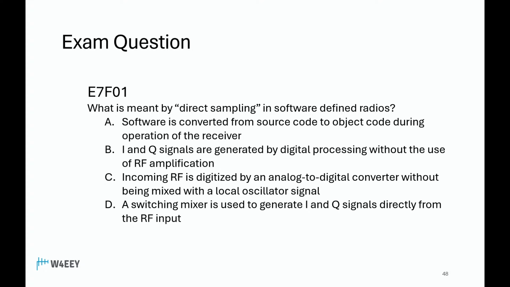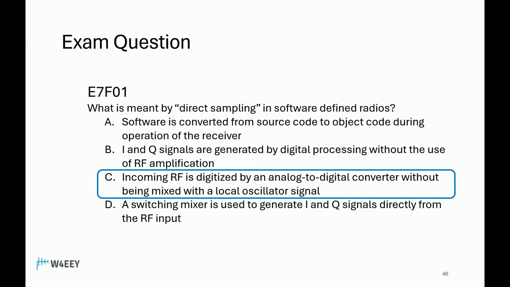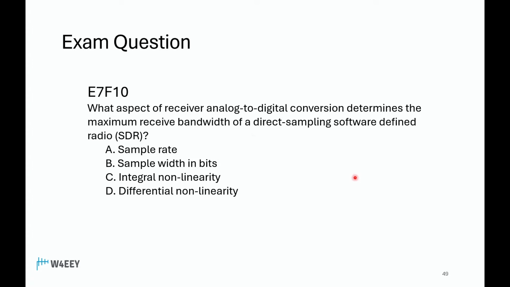A lot of words to read. Charlie. It is Charlie. Incoming RF is digitized by an analog to digital converter without being mixed with a local oscillator signal. That's what direct sampling is. We're sampling directly at the antenna. What aspect of receiver analog to digital conversion determines the maximum received bandwidth of a direct sampling software-defined SDR?